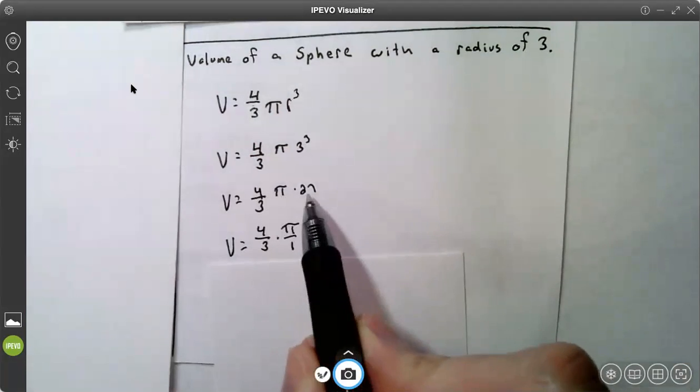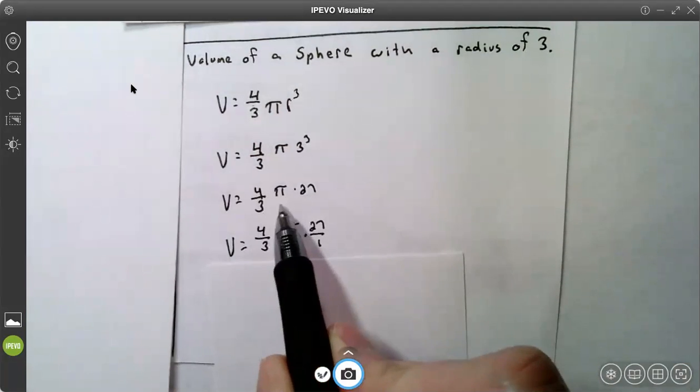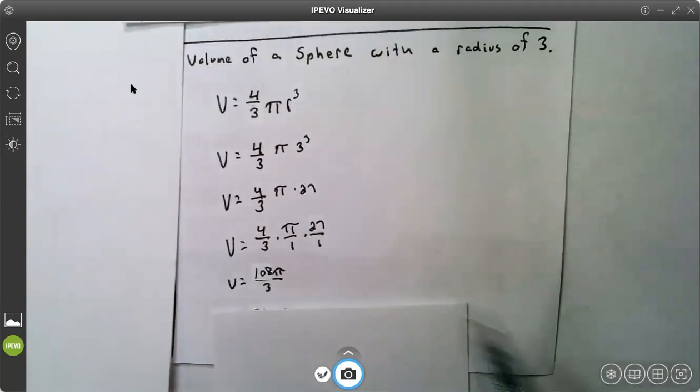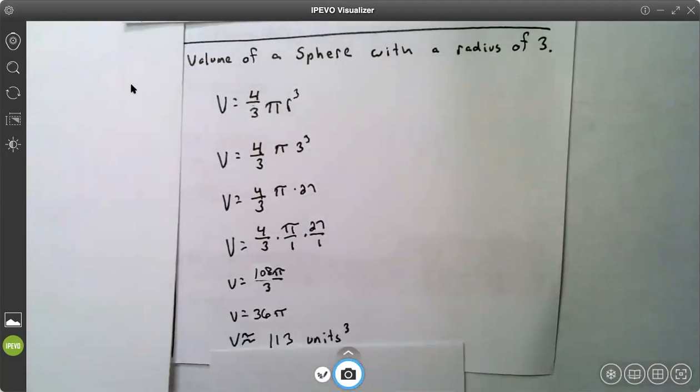The 4, the pi, and the 27 are all in the numerator. The 3 and understood 1 and understood 1 are all in the denominator. So I chose to multiply 27 times 4 to get 108, then divide by 3 to get 36, then multiply by pi to get 113 cubic units.